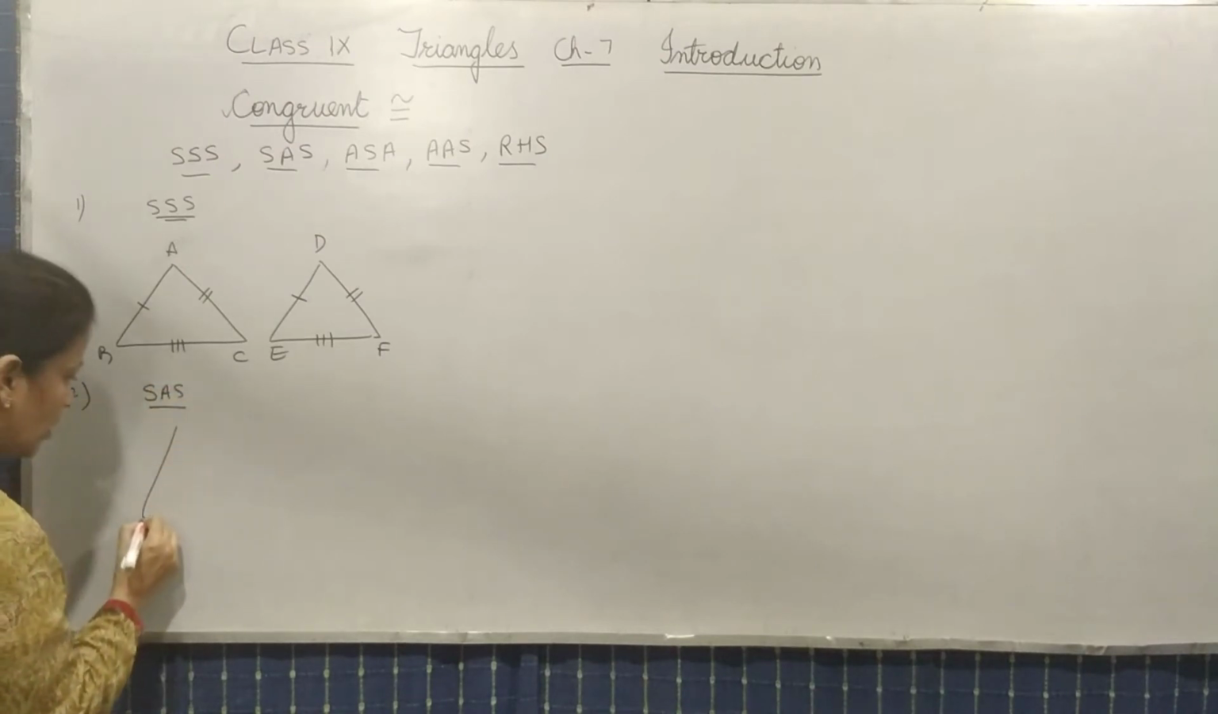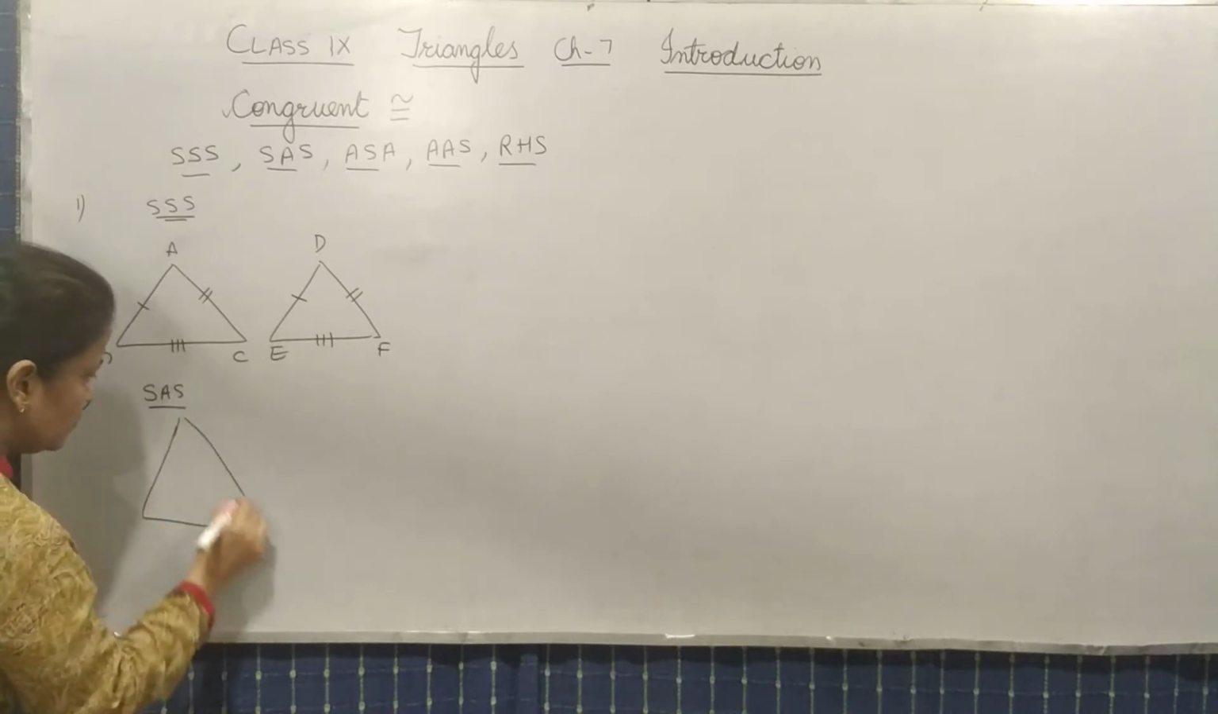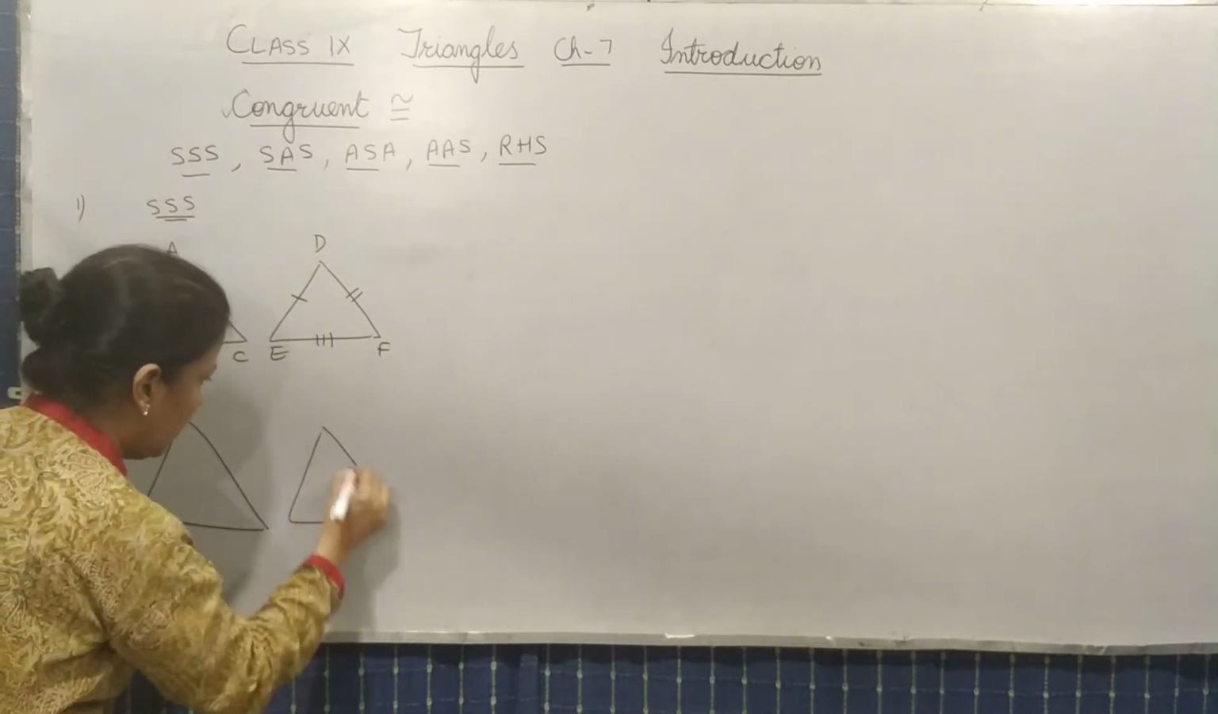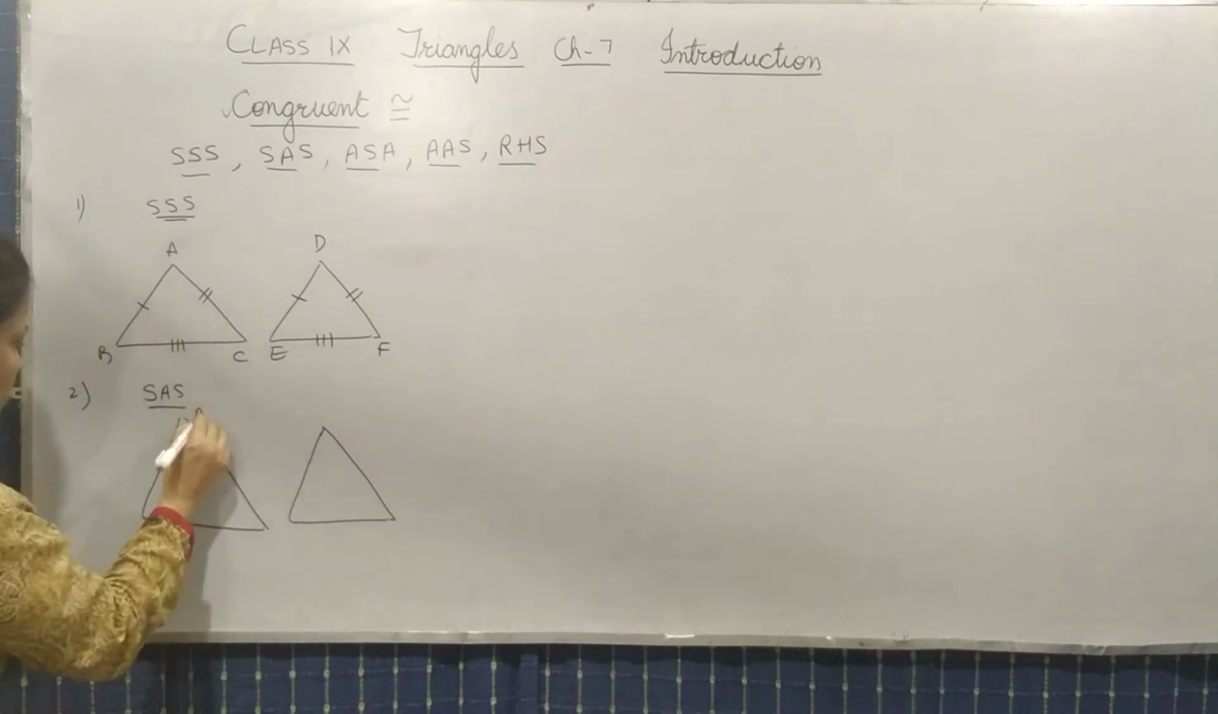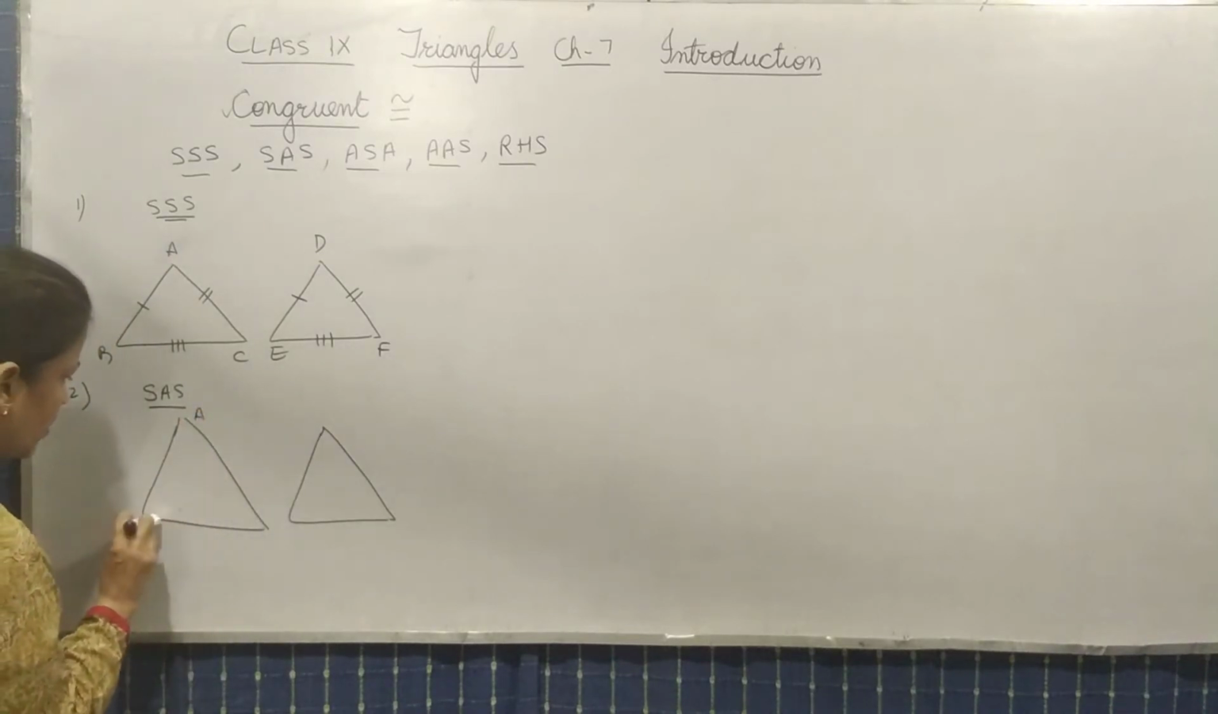Now, let's take the second one, that is SAS. So, in this, these are the two triangles. Since the chapter is triangles, we will talk about triangles only.